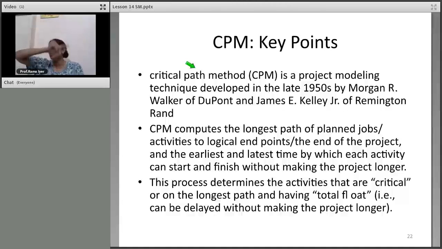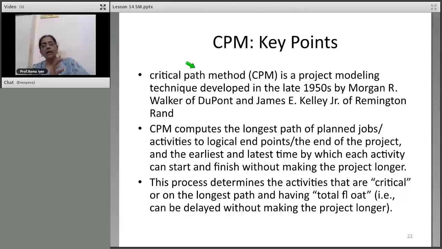What does the longest path mean? You have a series of tasks. What is the longest time it will take to reach the end, right? So it will tell you the earliest and latest time by which each activity will start and finish. In that you will have to figure out which activities are critical. That means they are most critical for the project. If this doesn't happen, nothing else will happen.